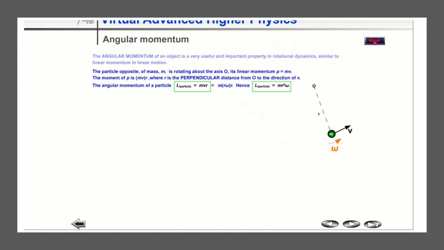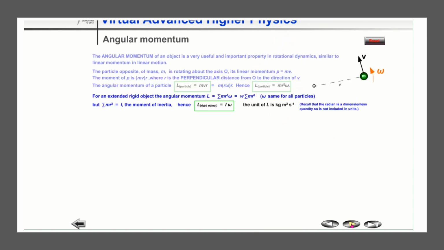The angular momentum of a particle, L, is equal to mvr, which, if we replace v with v equals r omega, gives us m r omega r. So hence the angular momentum of the particle is mr squared times omega: mass times the square of the radius times the angular velocity.